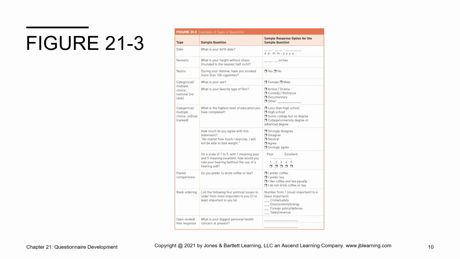Then we have some of the rank order questions, and education is also usually a rank order question, starting with less than high school and going to college, university degree, or higher. And we have our Likert scale from strongly disagree to strongly agree. Then here are some examples of the paired comparison. So it could be, do you prefer to drink coffee or tea? Typically, I would recommend having that be 2 separate questions, because here you're saying, I prefer coffee, I prefer tea, I like coffee and tea equally, or I do not like coffee or tea.